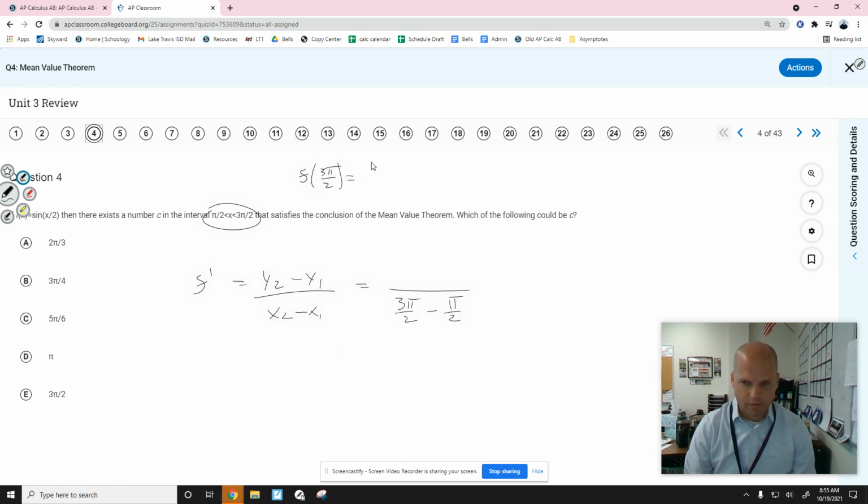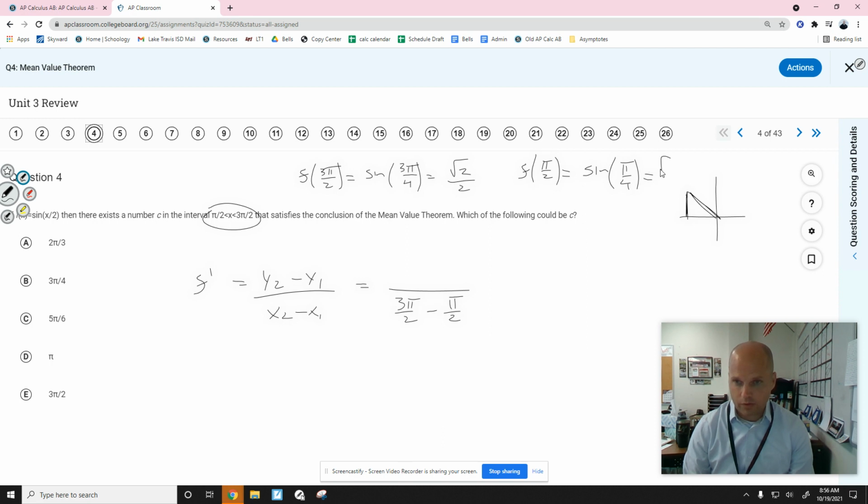That's 3 pi over 2 divided by 2, which turns into the sine of 3 pi over 4. Sorry, 3 pi over 4 is positive root 2 over 2. We're over here, sine value is positive. And then pi over 2 turns into the sine of pi over 4, which also is root 2 over 2. We're over here, sine positive root 2 over 2.